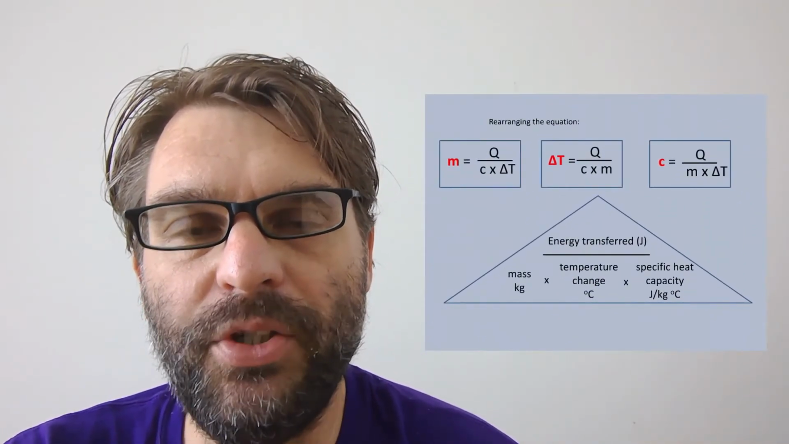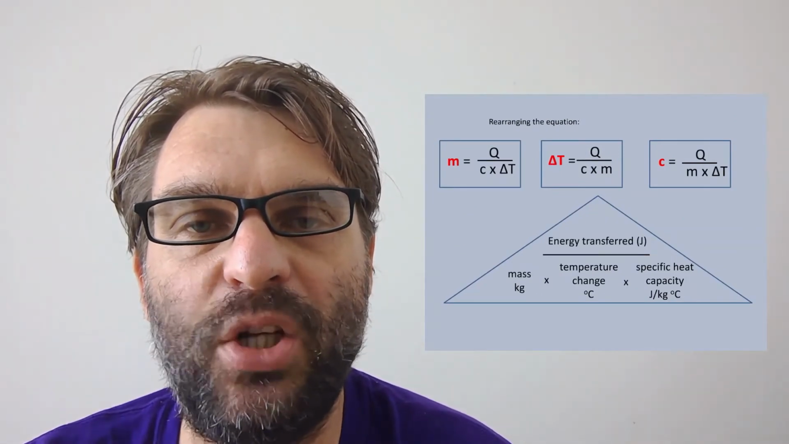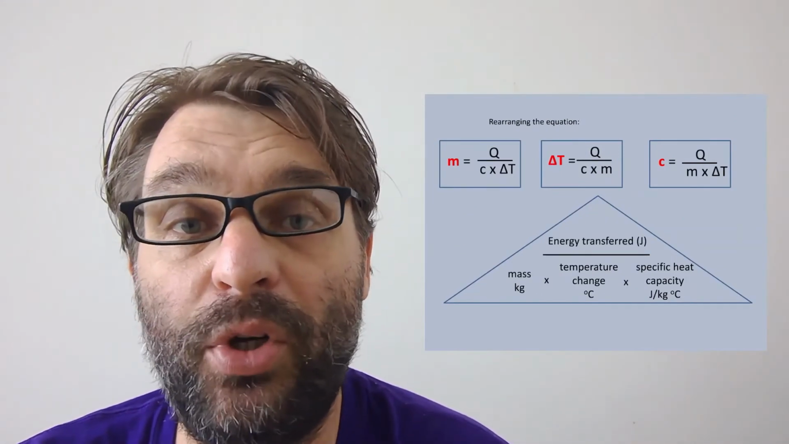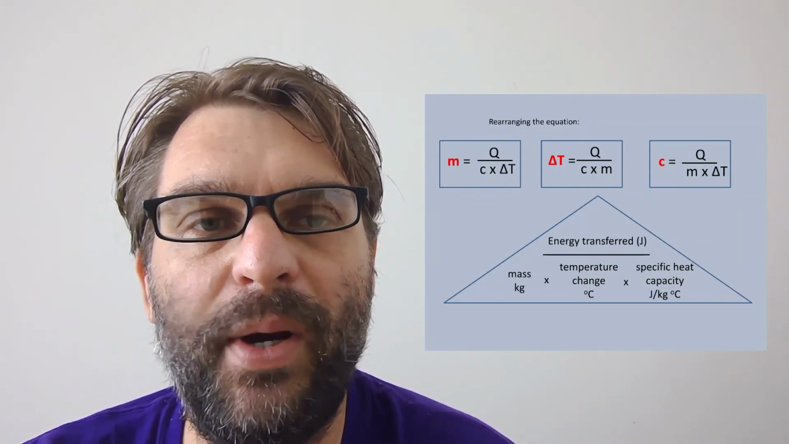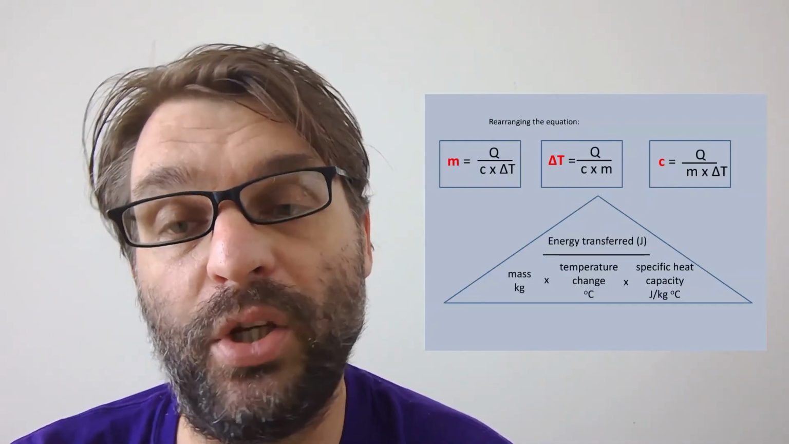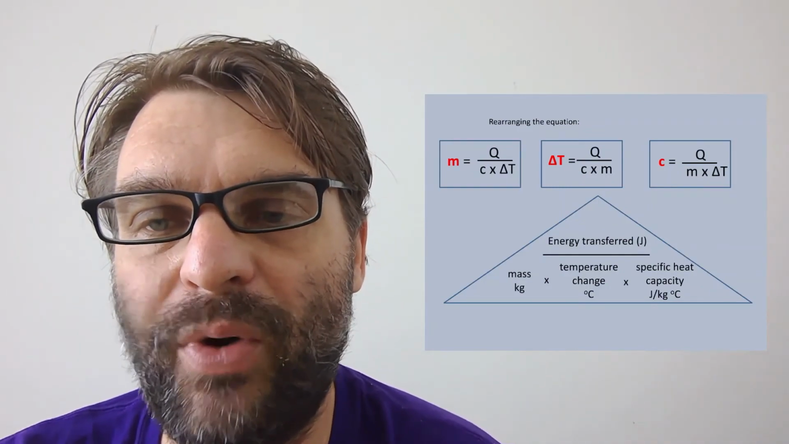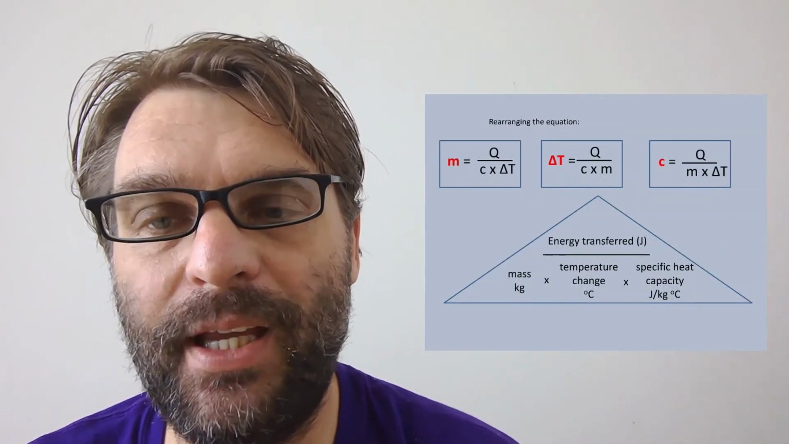So this is the equation rearranged. So mass equals Q divided by C times delta T. Delta T will equal Q divided by C times m, and C equals Q divided by m times delta T. So you have to be able to employ this equation to answer questions around specific heat capacity. And that is the end of today's lesson.